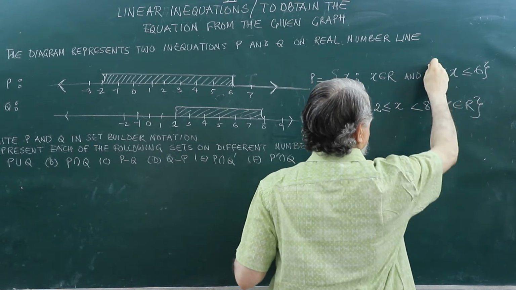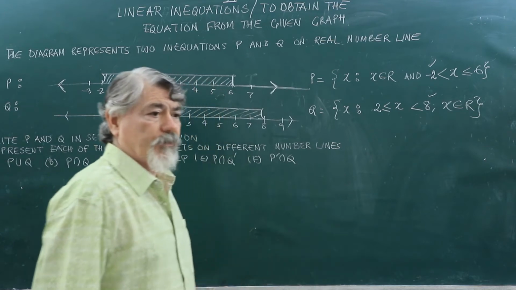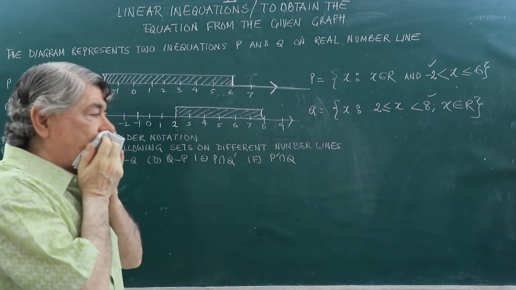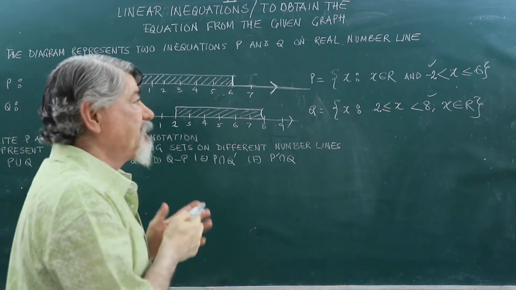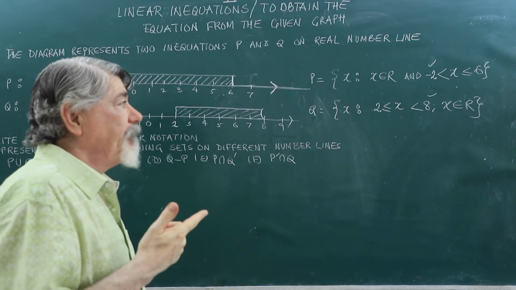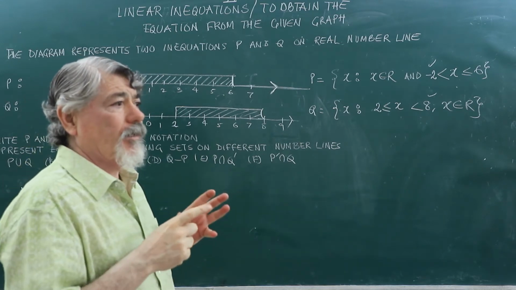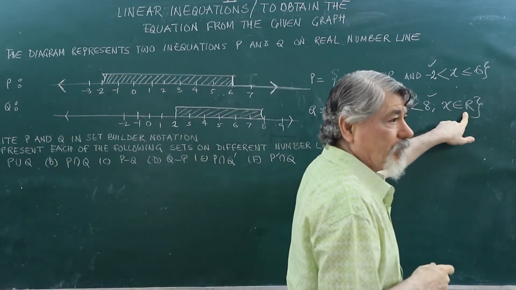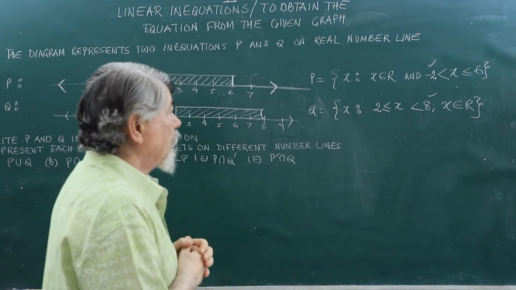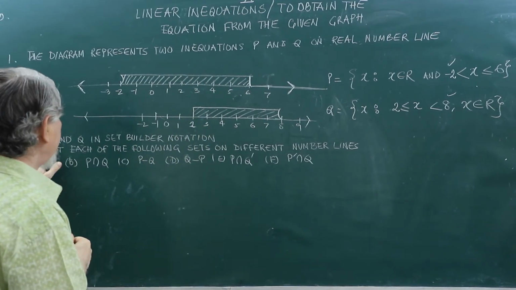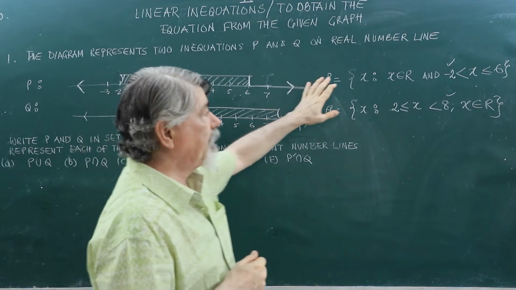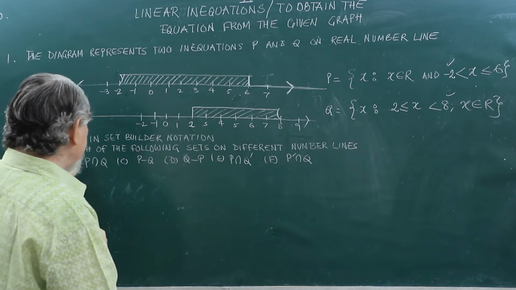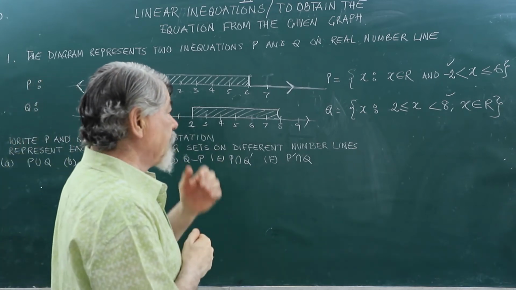You can write either this way or this way, whichever way you think. Both ways are correct. We have to represent them in set builder notation, where we say what are the values which x can take, and x belongs to what? To real numbers, because here it is a real number. Now, the first part was to write P and Q in set builder notation, which I have done here. Now he says you have to represent each of the following sets on a different number line.